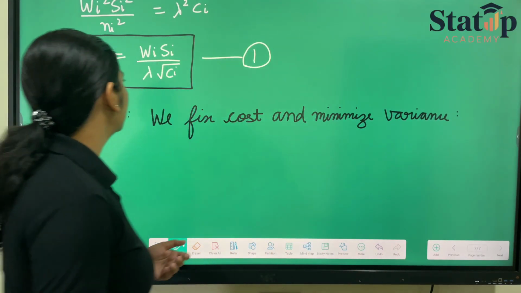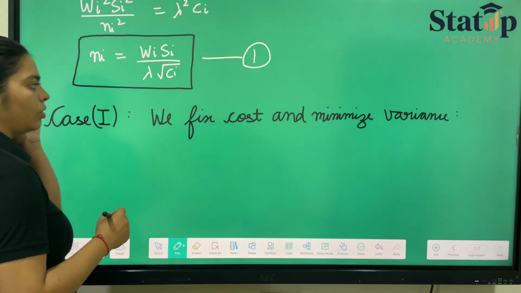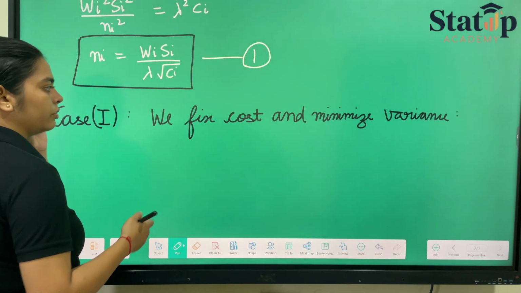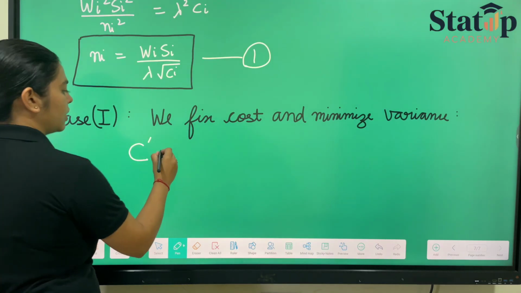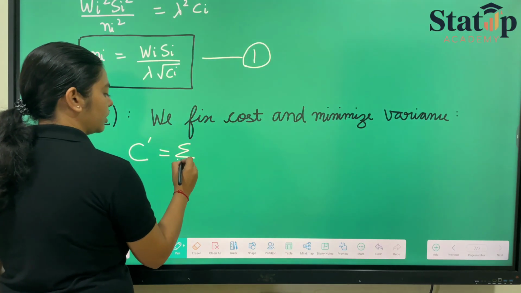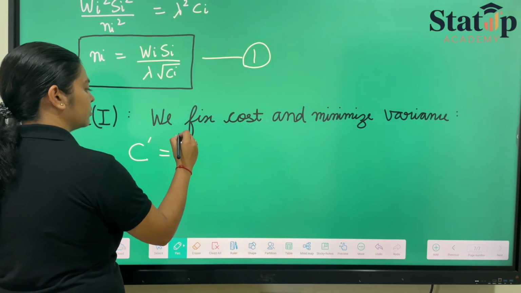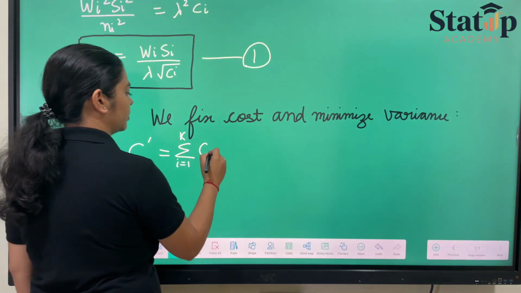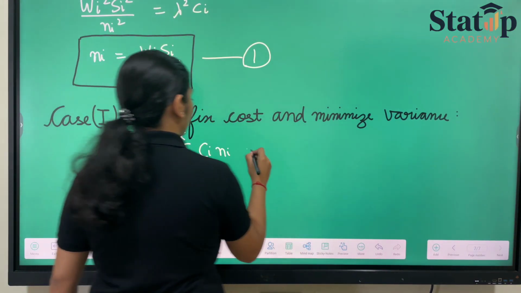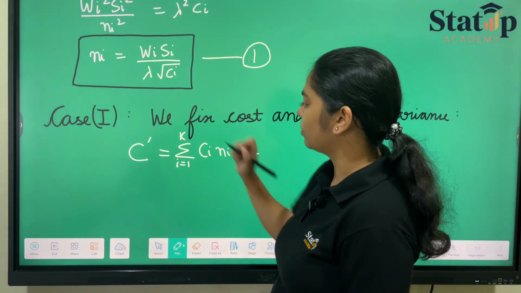We fix cost and minimize variance. Let us say that our fixed cost is C dash. C dash is nothing but the total cost of the strata, summation i goes from 1 to k Ci Ni. Now here we can replace Ni from equation number 1.